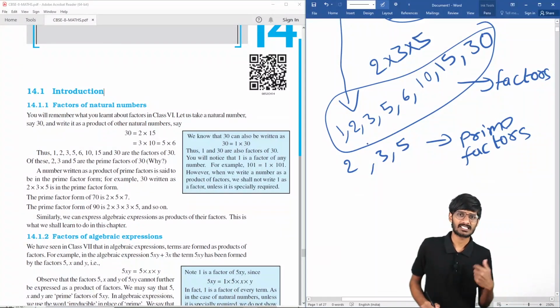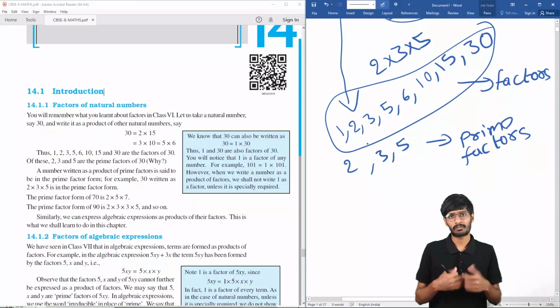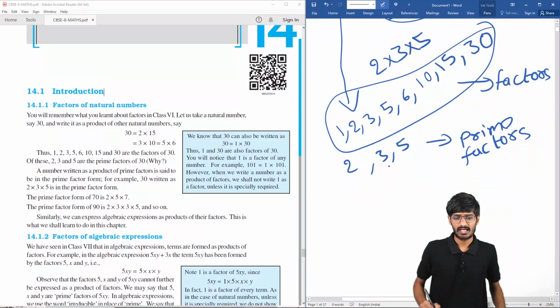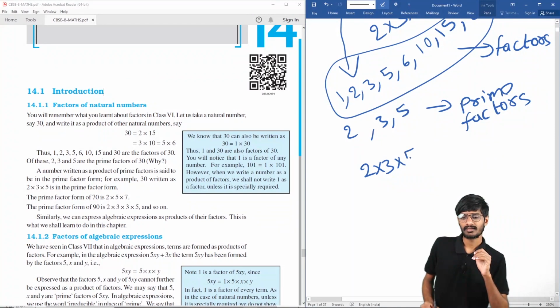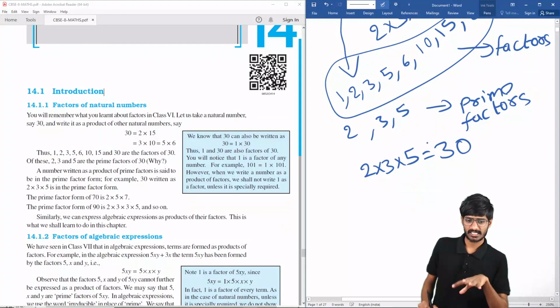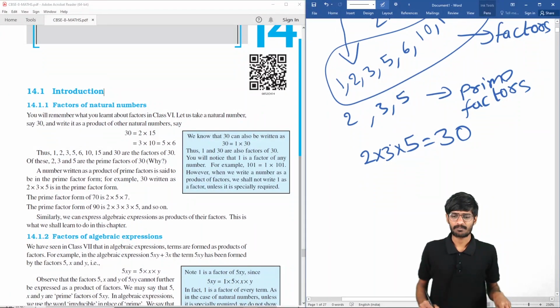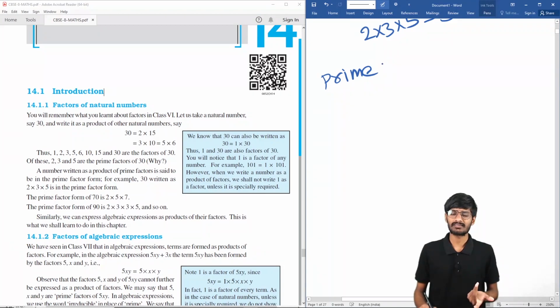A factor is simply any number, maybe natural, maybe whole, maybe non-prime, maybe prime, whatever it may be, but it is a factor. Students, these are the prime factors. The prime factor form is 2 into 3 into 5. 2 3s are 6, 6 5s are 30. It is the prime factor form for 30, students. And what is the prime factor form? Prime factor form means we write the factors in terms of prime numbers only.